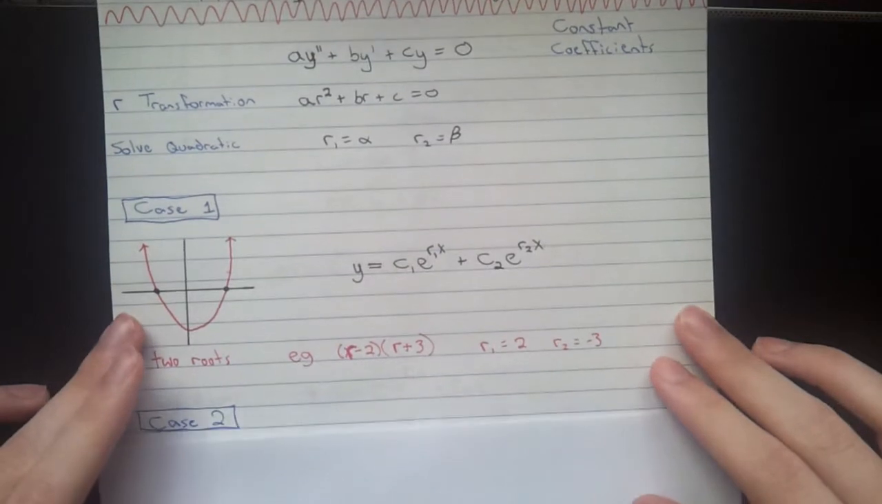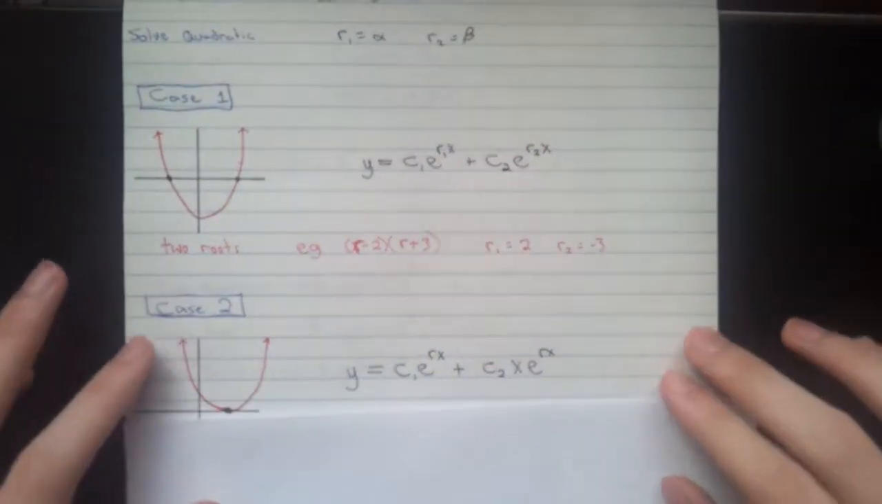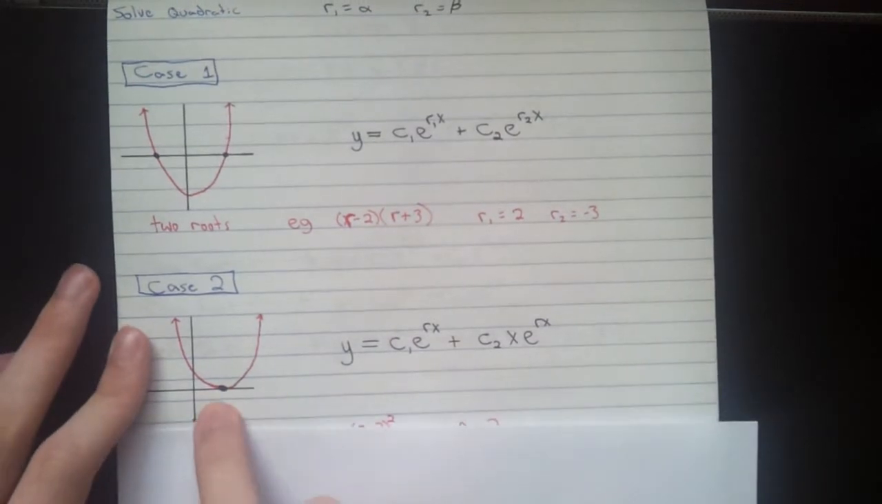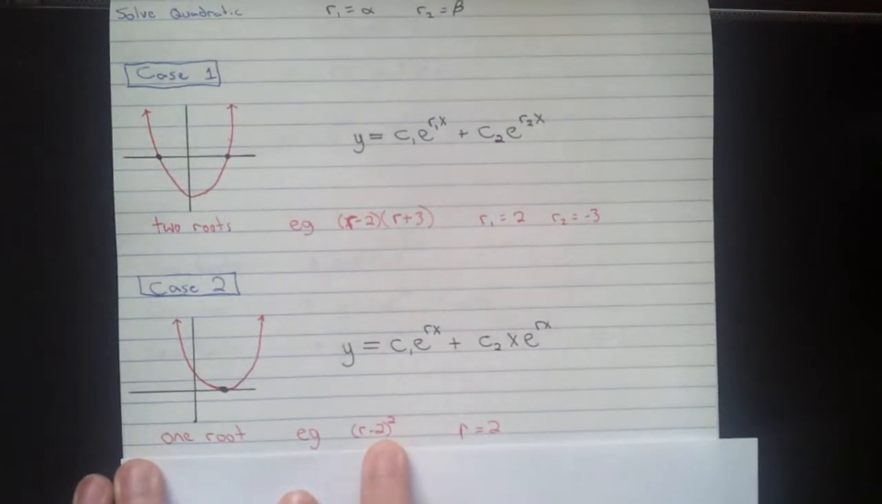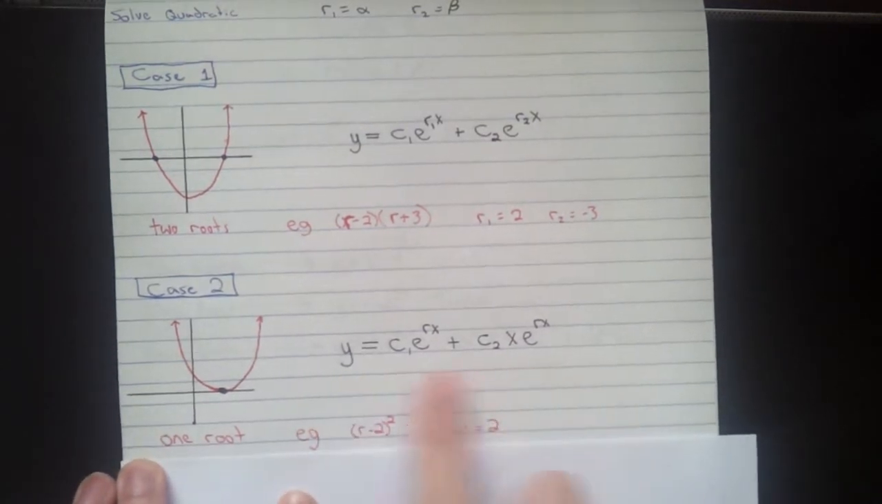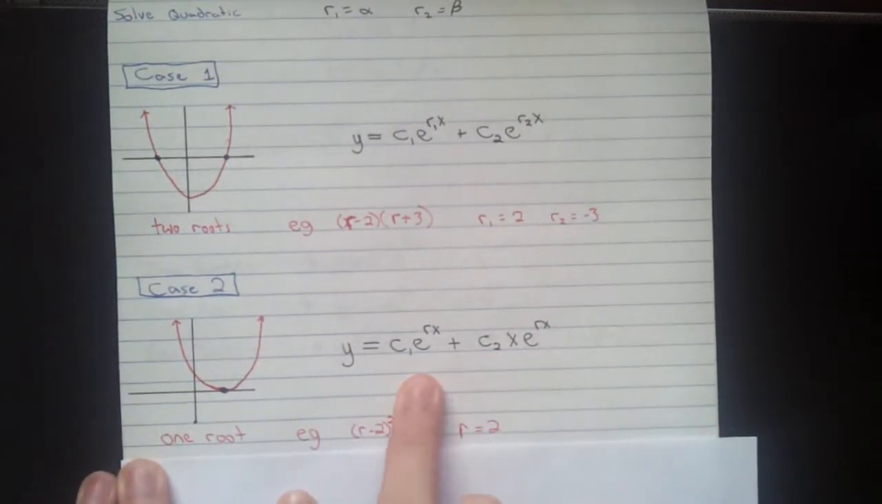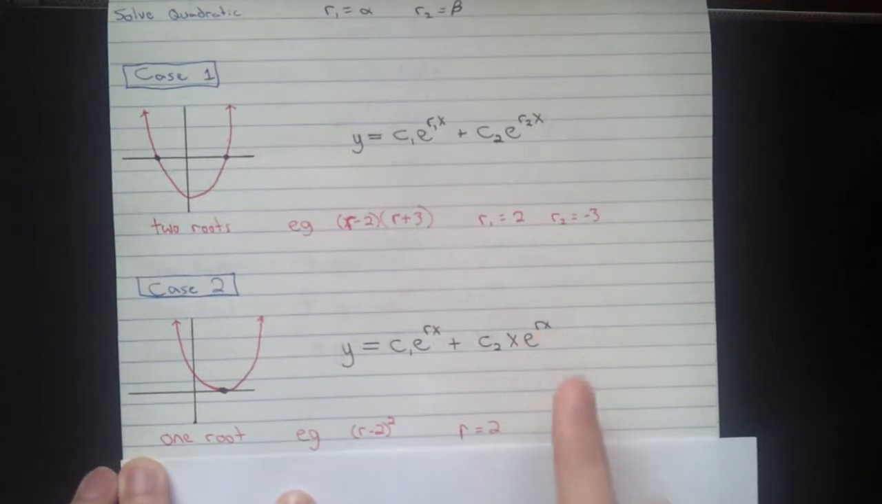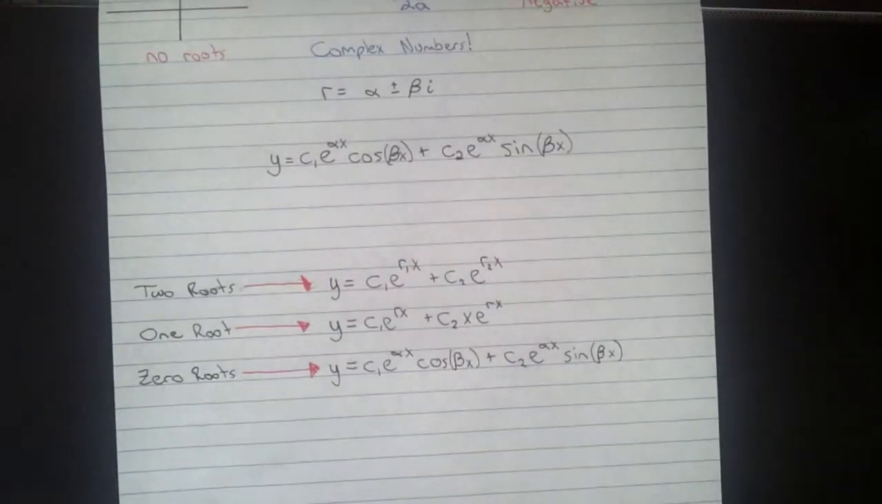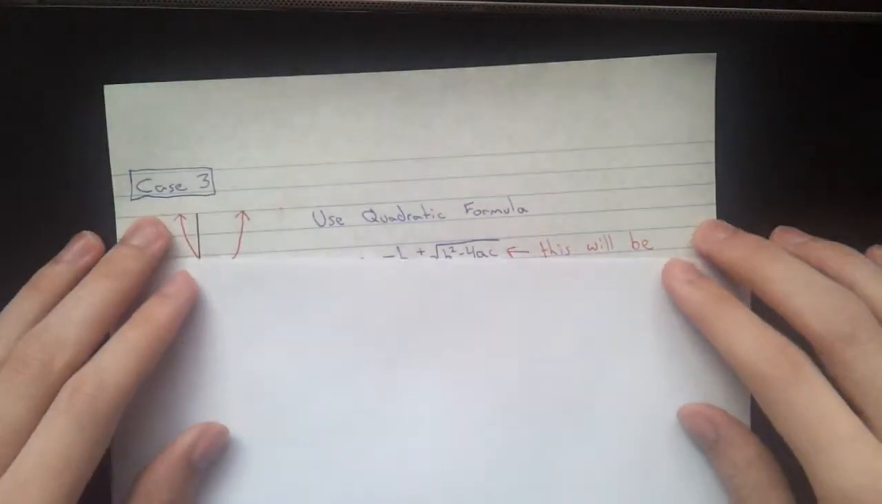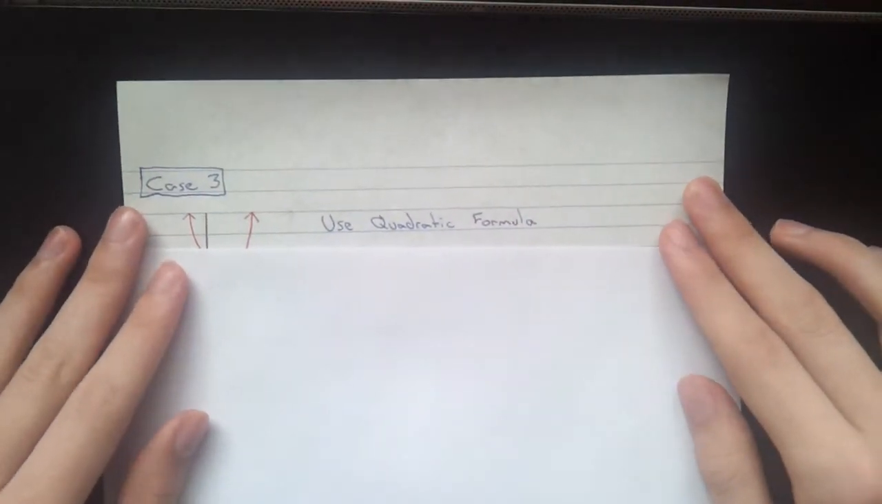That's the easiest one. Case 2 is when you're going to have one root. So it'll just come tangent to the x-axis there, and it'll look something like this. It'll be something squared, r minus 2 squared, or r squared, anything like that. So we have one root. In this case it's r equals 2, and here your solution looks like this. y equals c1 e to the rx plus c2 x e to the rx. That x is the difference. So those are the 2 easy ones.